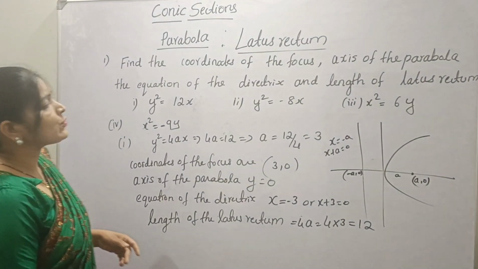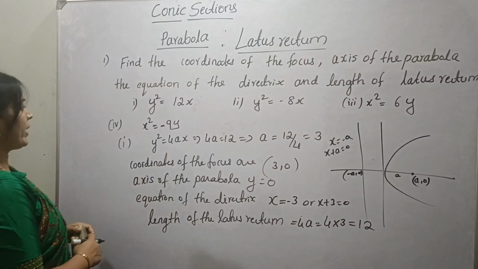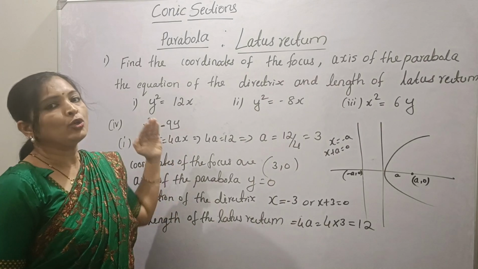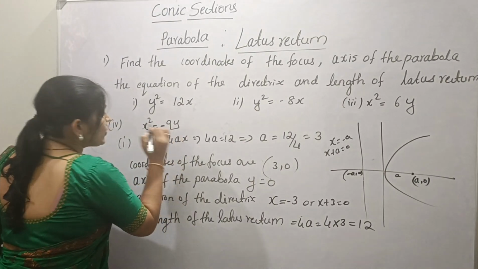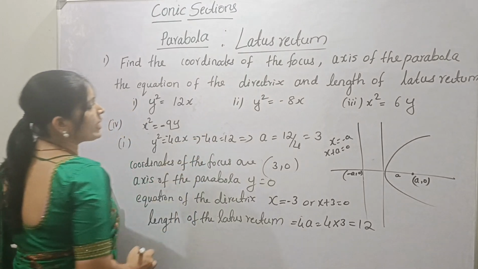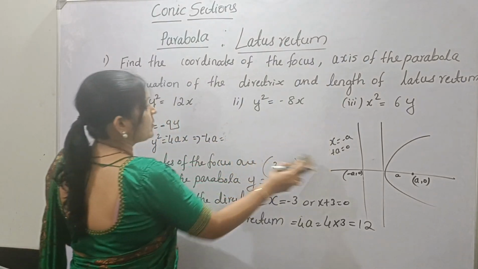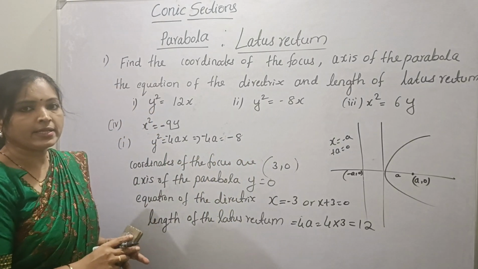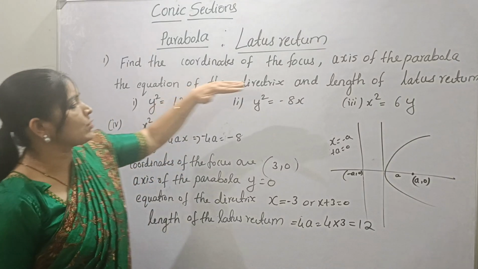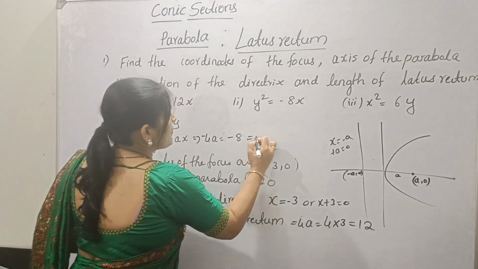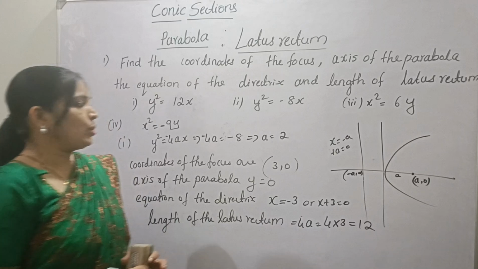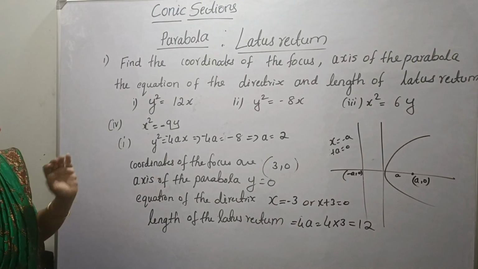The second equation is y square is equal to minus 8x. It is of the form y square is equal to minus 4ax. That means minus 4a is equal to minus 8. Compare these two equations, so you will get minus 4a is equal to minus 8. That means a is equal to 8 by 4, 2. So here we have got a is equal to 2.